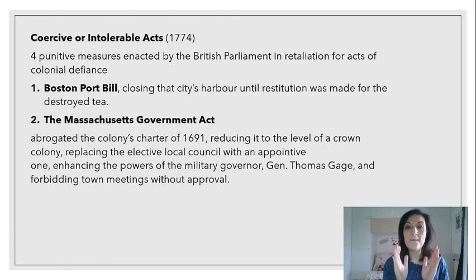So the people could not elect a council anymore, and the powers were given to the military governor, who was a general whose name was Thomas Gage, and political meetings in towns without approval were forbidden. So politicians could not meet unless they had the approval of the military governor. So once again, Britain was limiting the freedom, the liberty of the colonies.